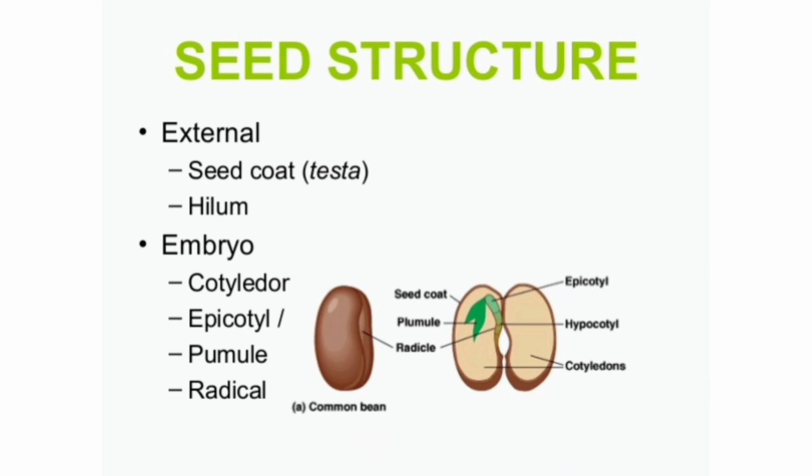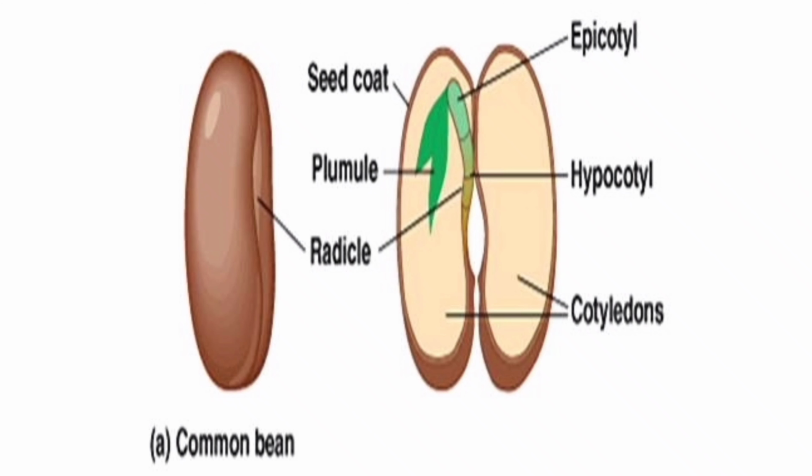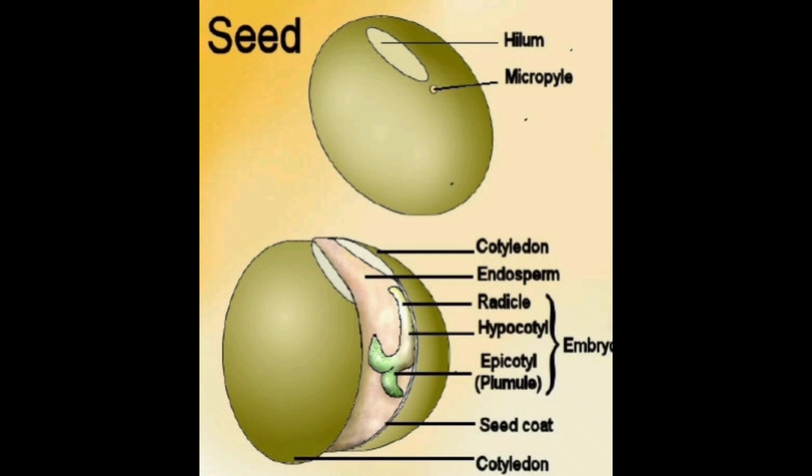Seed structure. First of all, embryo. It contains cotyledon, epicotyl, hypocotyl, plumule, and radicle. First of all, epicotyl. The part of the embryonic axis that exists above the cotyledon is called the epicotyl. The part of the embryonic axis that exists below the cotyledon is called the hypocotyl. Then what does the embryo contain? It contains radicle, hypocotyl, epicotyl, plumule, cotyledon, etc.